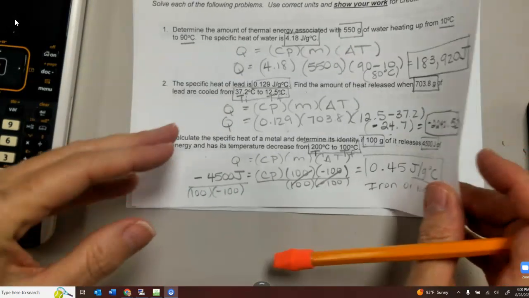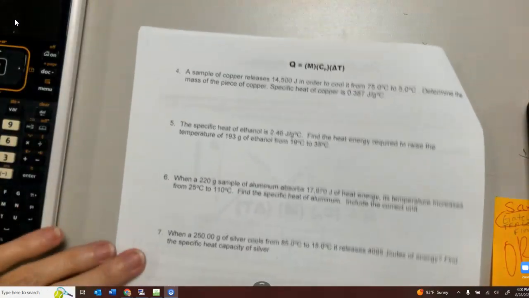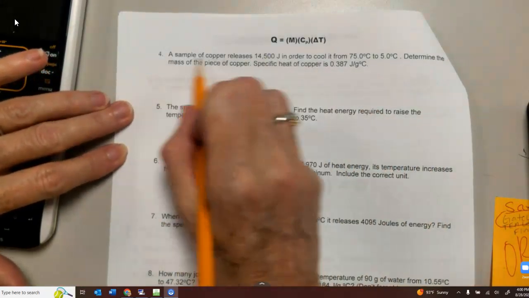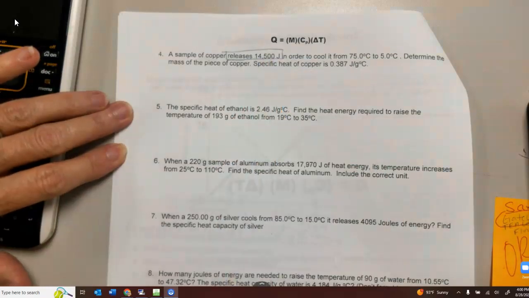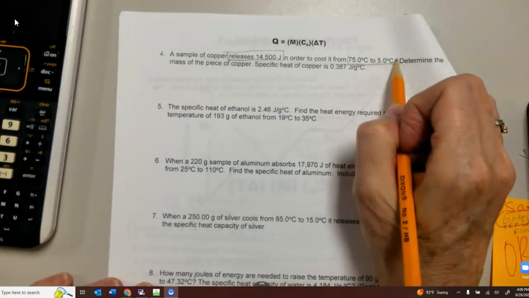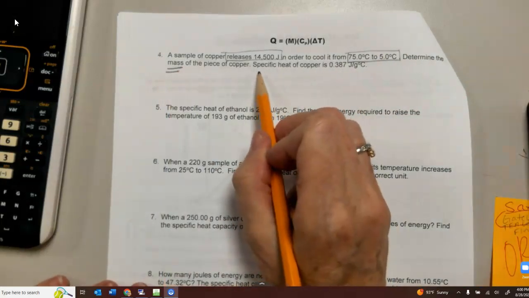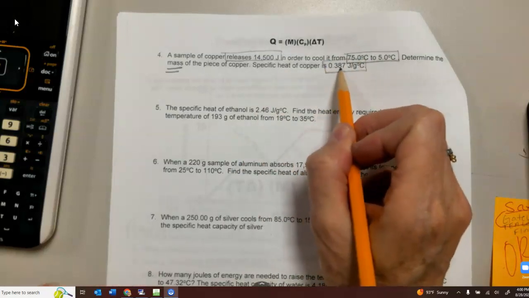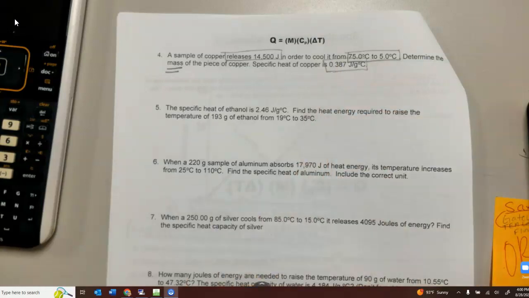All right, on the back page here, let's do one more together, and then you're on your own after this. All right, so right here, let's go through. Copper releases 14,500 joules in order to cool it from 75 to 5 degrees Celsius. Determine the mass of a piece of copper. And it says the specific heat of copper is 0.387. So we're ready to calculate again.